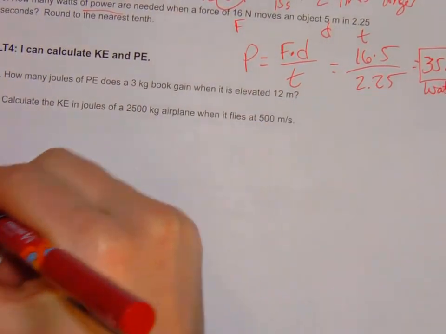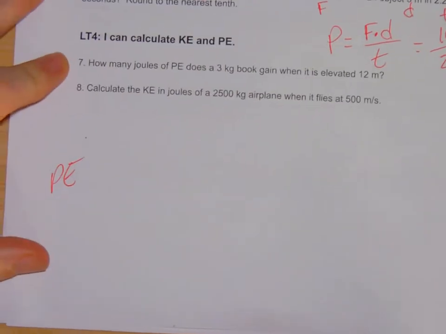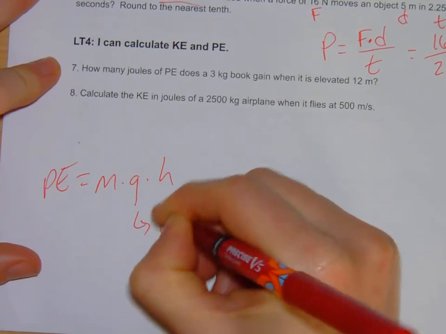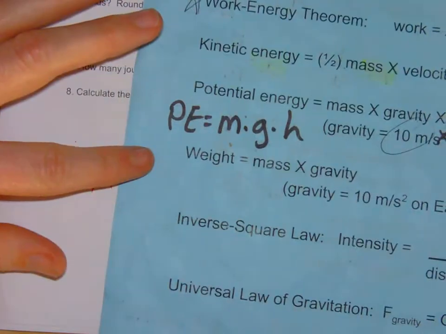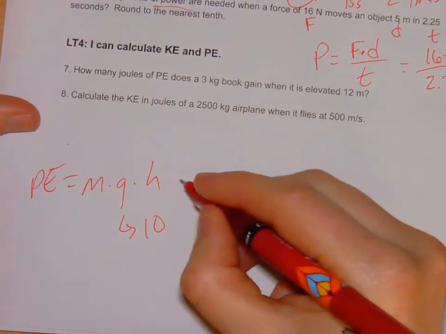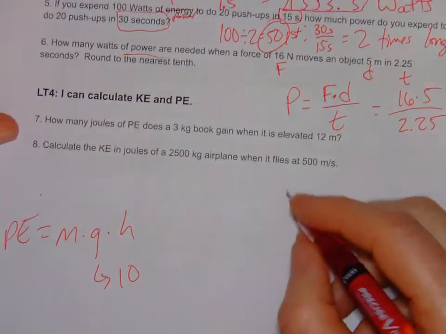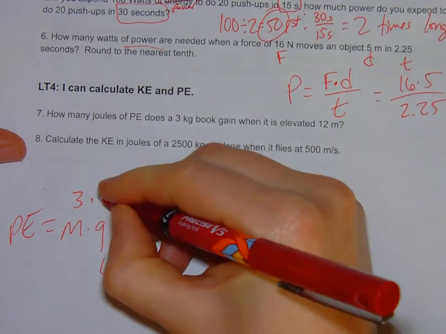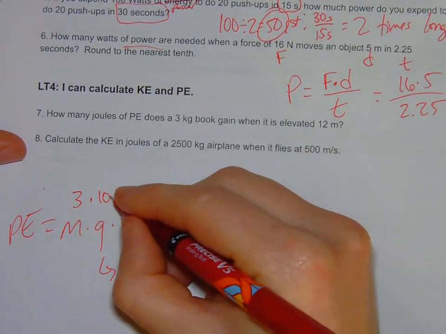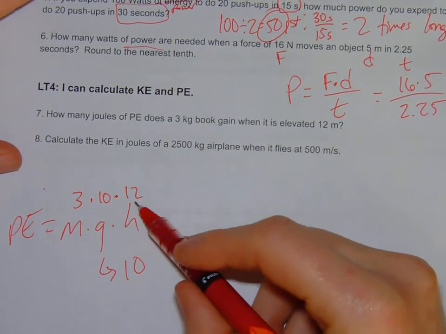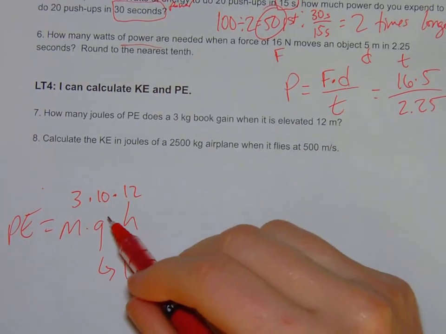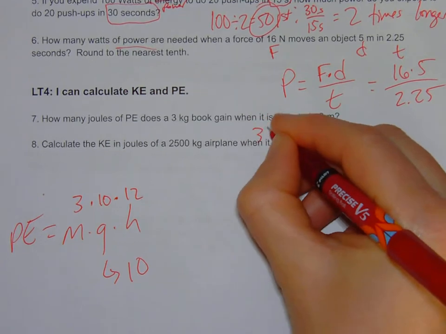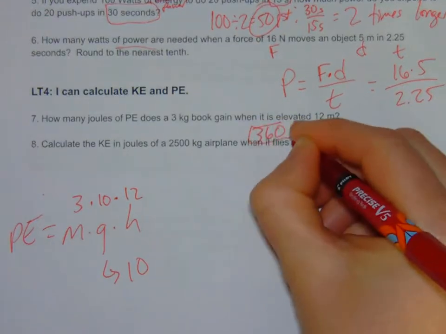Number 7, I'm going to write it down here. Potential energy is always mass times gravity times height, and gravity on Earth is 10. We have that on our formula sheet. So for number 7, we're going to take the 3. There's our mass. We're going to multiply gravity, which is 10. We're going to multiply the height, which is 12. So 12 times 10 is 120. 120 times 3 would be 360 joules of energy.